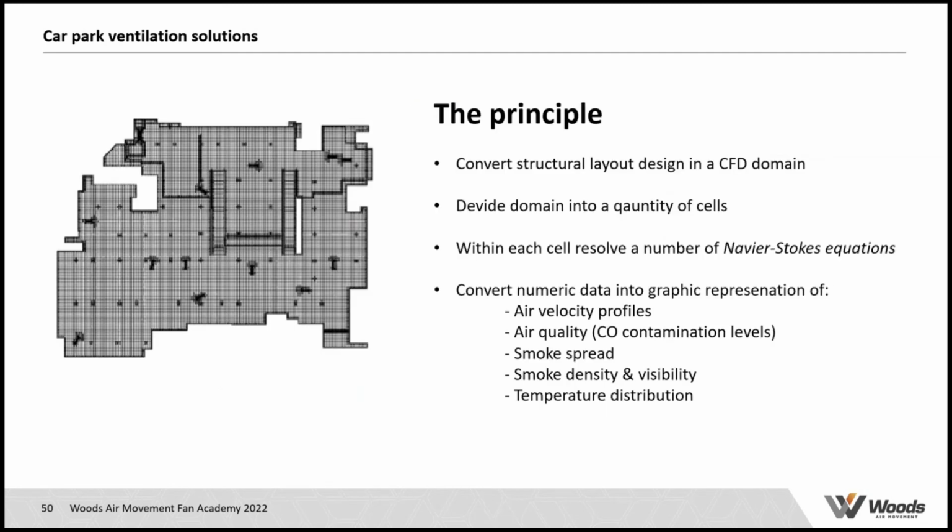Basically, CFD analysis is solving equations, Navier-Stokes equations, with which we can generate the images I showed you on the screen in terms of velocity profiles. You could do air quality simulations, smoke spread, smoke density, visibility, and temperature distribution. The way we do it is that we take a structural design. That design is then divided into what we call cells, and in each cell a number of these Navier-Stokes equations are solved, which will give us the data to generate those images.